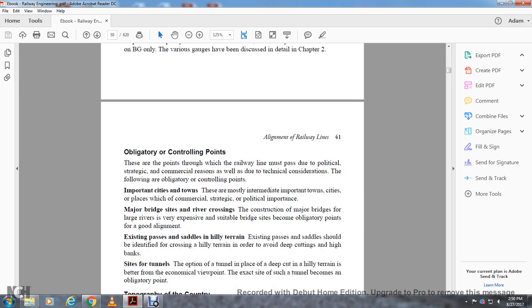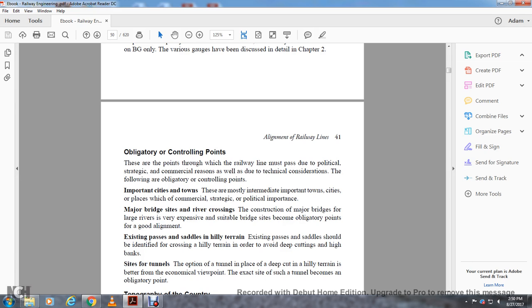Obligatory controlling points. These are points through which the railway line has to pass due to political, strategic, commercial or rural reasons, as well as due to technical considerations. Important cities and towns. The most important intermediate towns and cities, with commercial, strategic or political importance.